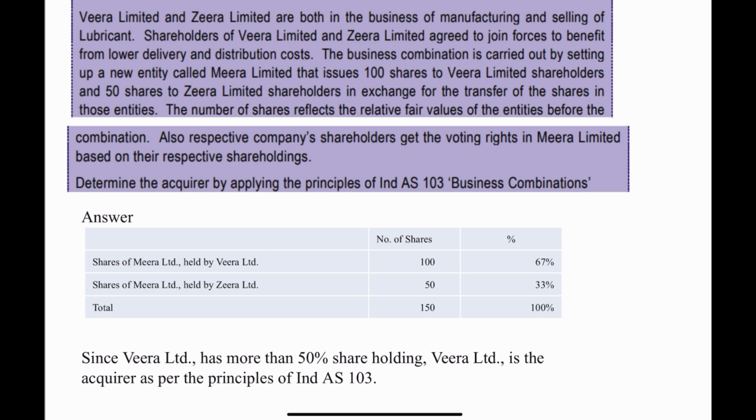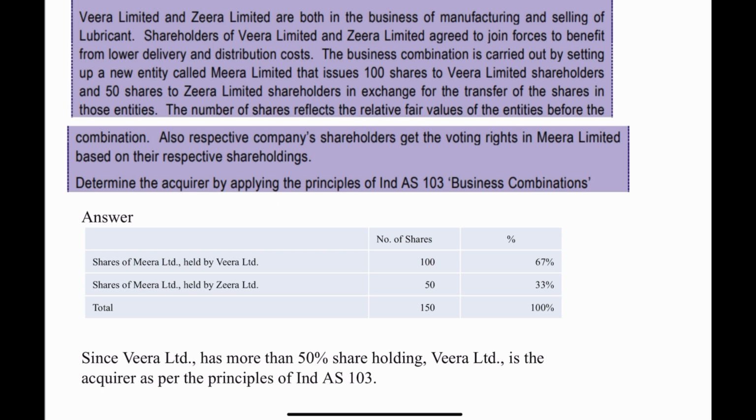Okay, so this is also a bit simple. So here shares of Mira Limited held by Mira Limited is given as 100 shares. Similarly, shares of Mira Limited held by Zira Limited is another 50 shares. So in total, the number of shares of Mira Limited is 150, out of which 100 are held by Mira and 50 are held by Zira.